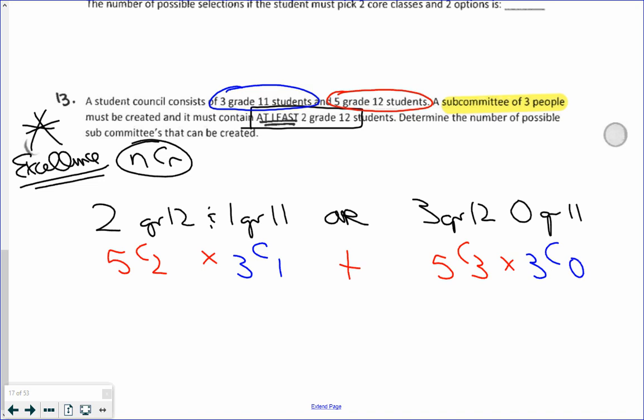The worst part of these questions is having to go in and plug that whole thing in on your calculator. We're not going to stick around to wait for you to do that. I just wanted to go through one of these questions with you that says at least or at most. Anything that has cases makes it your excellence level. Questions on that?